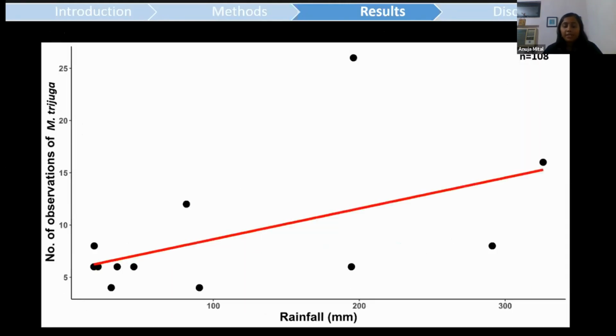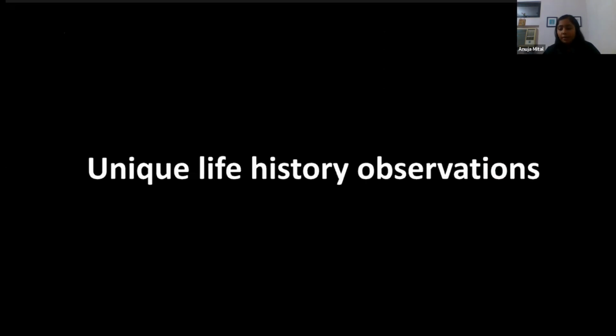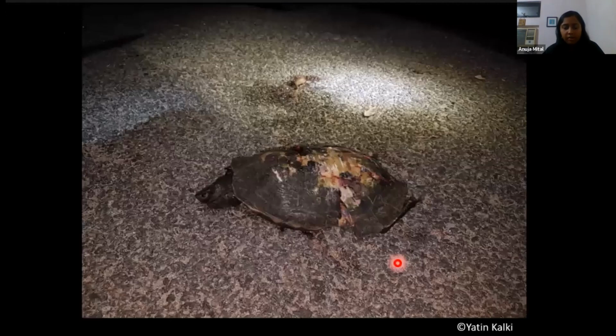So for a widespread species like Melanochelys trijuga, we also see that across India, the number of observations increases with an increase in the average monthly rainfall, fully across the country. And I quickly want to share some interesting life history observations we have on FTTI, a trigger warning for the next slide. We have a roadkill of a black pond turtle by Yatin Kalki from the outskirts of Bangalore city.